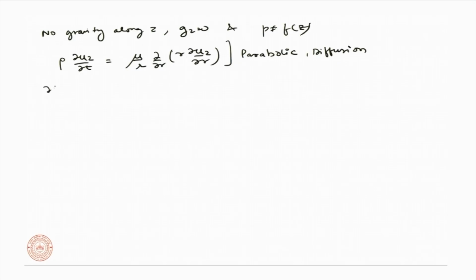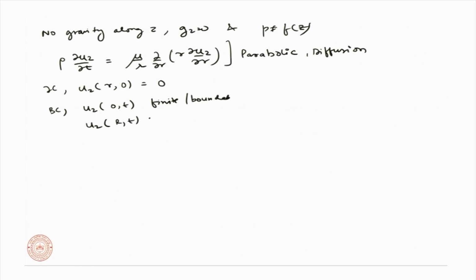Okay. So, our initial condition will be that u z at r and time 0 will be equal to 0, that is at rest, and our boundary conditions will be that u z at 0 comma t should be finite or bounded, and u z at r comma t will be equal to capital U.